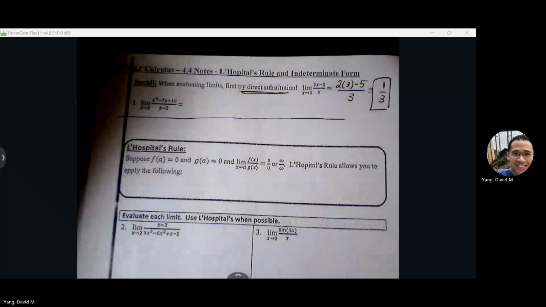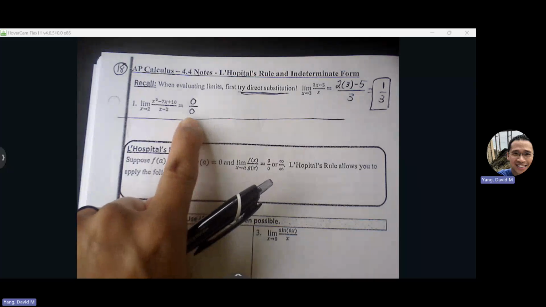Number 1 here. Let's split it up into 2 parts here because I want to show you the old way, and then not old way, but the original way, and then the new way that we're going to learn. Okay, so first step, direct substitution. What do we get? Something over 0. 4 minus 14 plus 10. Sorry, what's that? 0. So this tells us that there's a what? Hole, but does the limit exist?